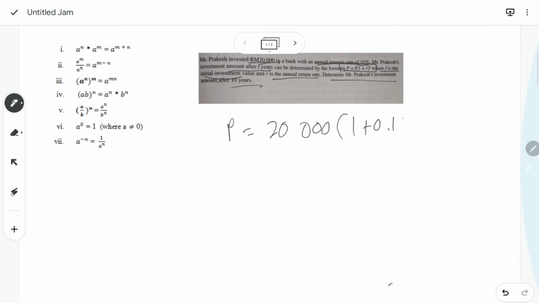1 plus 0.1 to the power of 10, you're going to get 51,874 ringgit and 85 cents. So this is the answer. This question is kind of easy but sometimes hard to understand. Okay, so now you have learned laws of indices.